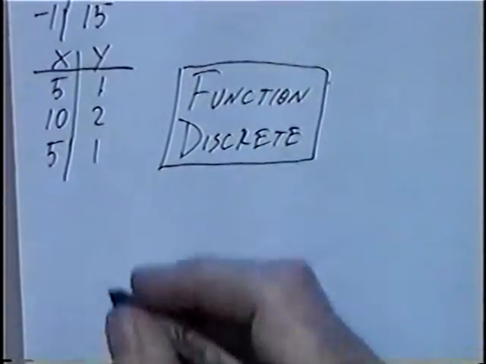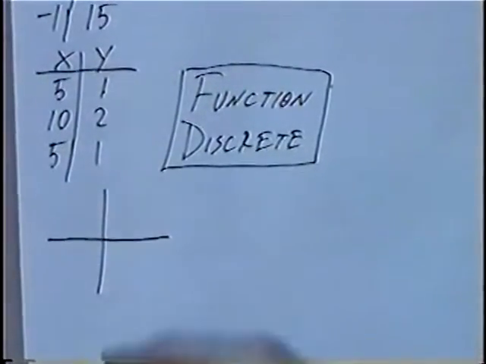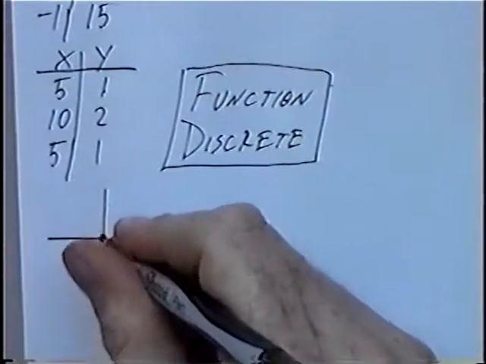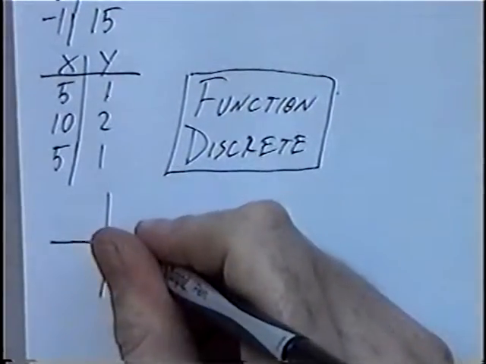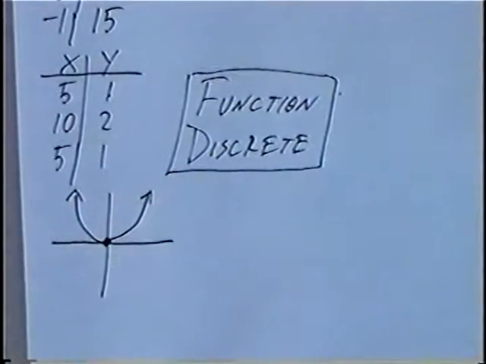Fourth question is a graph on an xy axis. This graph starts at 0, 0, and is a parabola that opens up, curves up to the right, and curves up to the left.